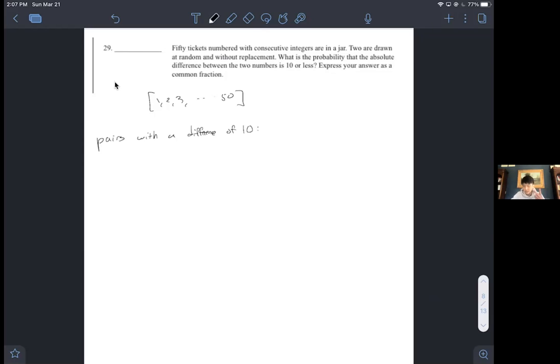Also, I'm just going to assume that the tickets taken out are unordered, so the denominator will be 50 choose 2. So how many pairs are there with a difference of 10? Well, there's 1 and 11, all the way up to 40 and 50. So that means there's a total of 40 different pairs with a difference of 10.